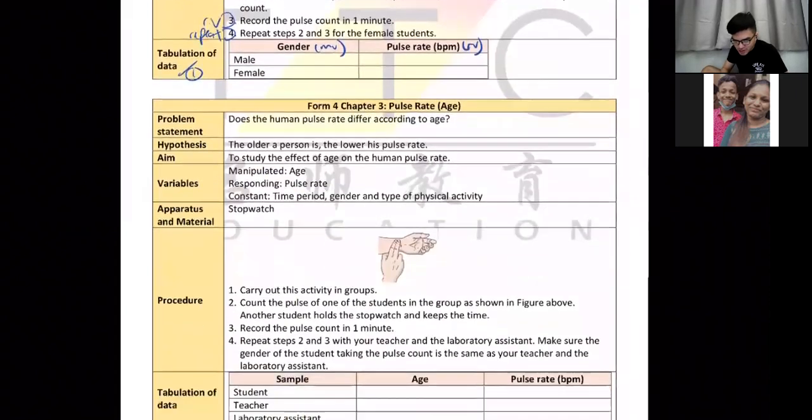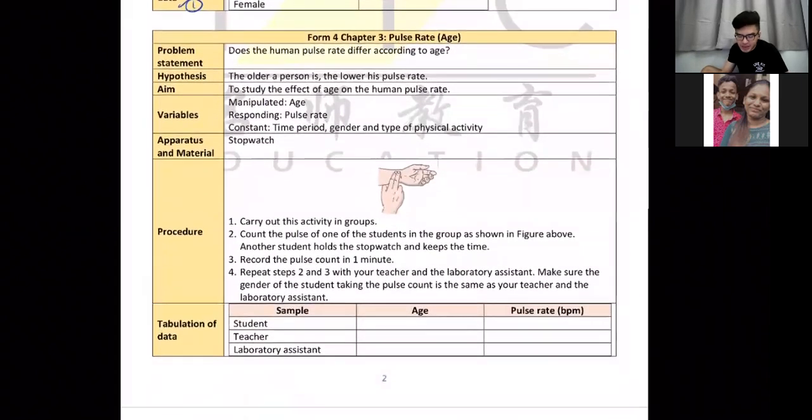Okay, so next one, let's look at pulse rate and age. This is the same thing. It's just that I'm changing my MV to age. So you see the same thing. Does human pulse rate differ according to age? Does age affect pulse rate? Okay, so you see again, prediction: the older a person is, the lower his pulse rate.